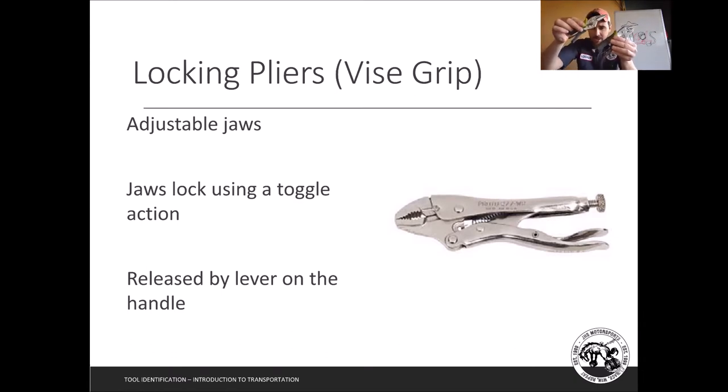Locking pliers is their technical name. Vice grips was the company that patented it. They still actually are a manufacturer of tools, but most people will commonly refer to them as vice grips. So I want to give you some of those common names that are in there.